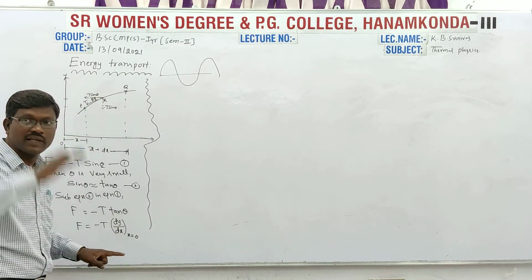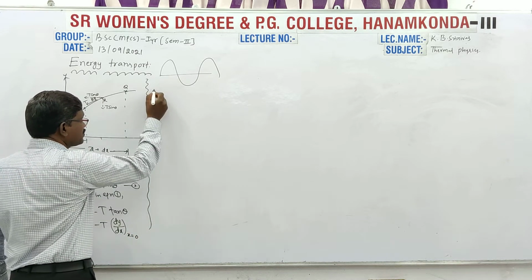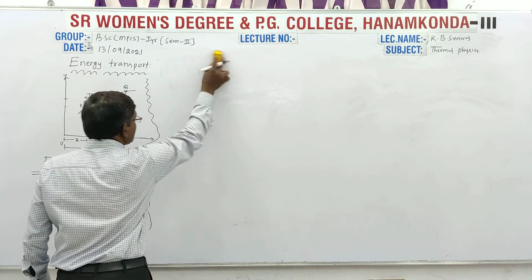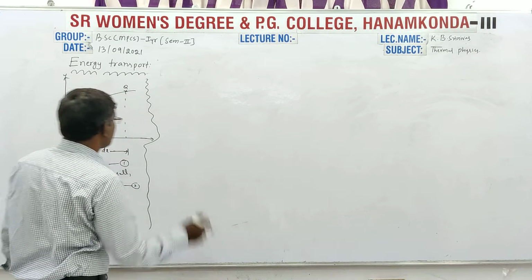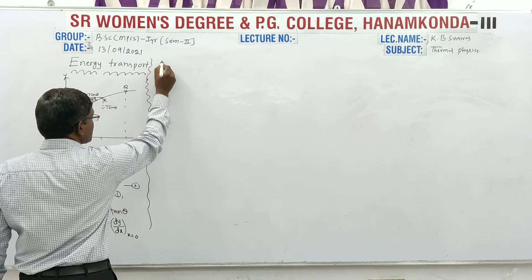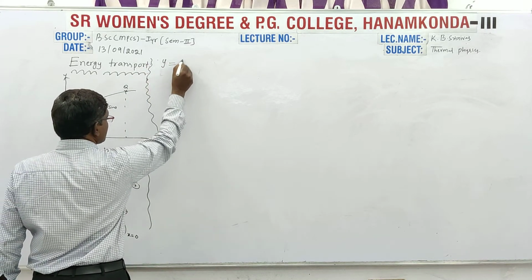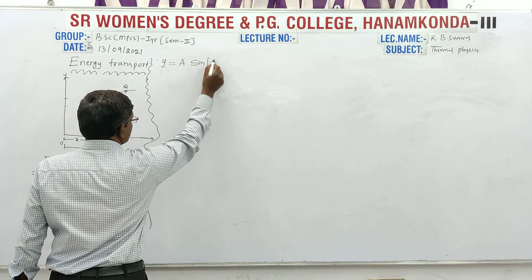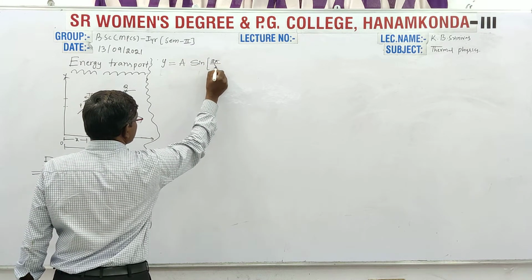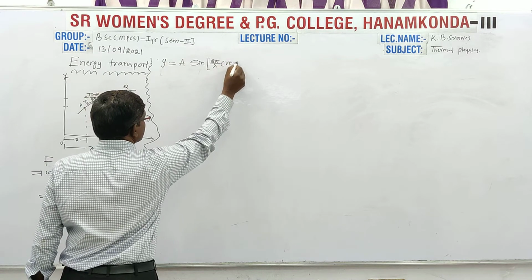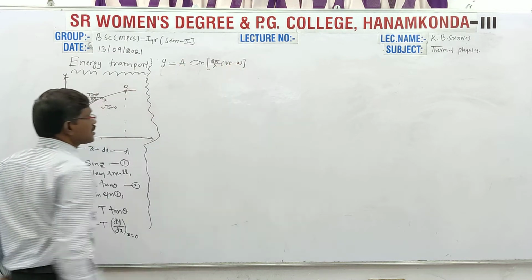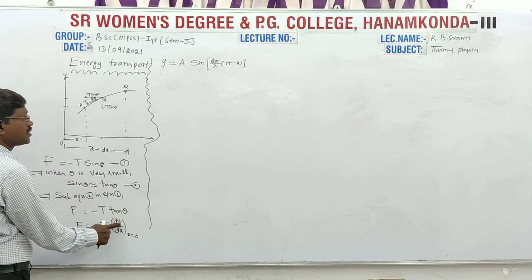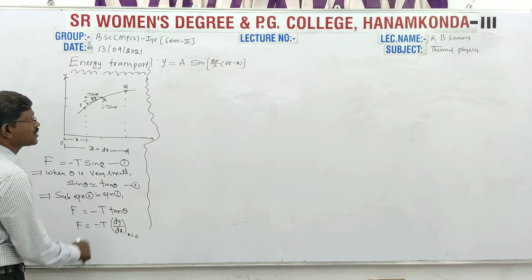That is, y is the displacement. At any time t, the displacement of the particle of the y is represented by y is equal to a sine of 2 pi by lambda of (vt minus x). This is the displacement of the particle of the y. But I want to calculate dy by dx.